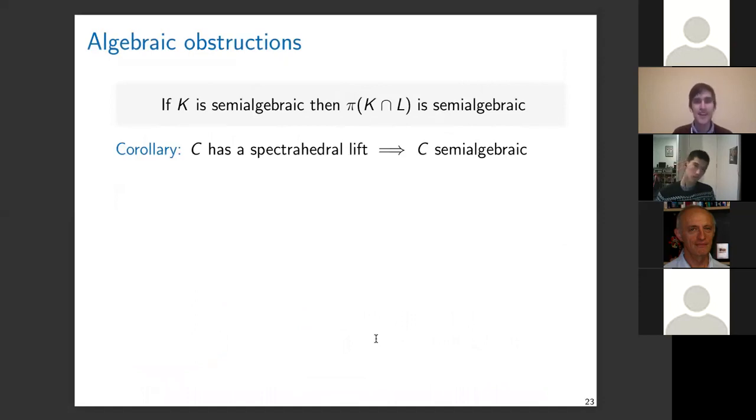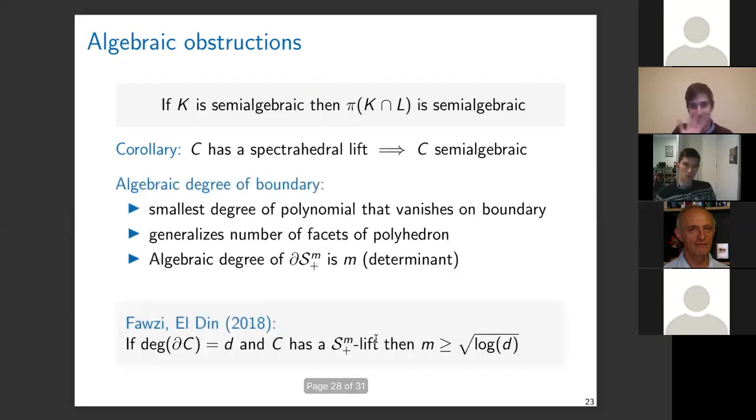I just want to say that looking at the face structure is one thing, but once we start to look at these particular spectrahedral lifts, we can try to look also for more algebraic conditions that should be satisfied if something has a lift. That's really what this slide is about: you can look at some algebraic properties of the convex set downstairs and potentially conclude either lower bounds on the size of spectrahedral lifts, or even conclude that if the set downstairs is not semi-algebraic, you couldn't possibly have had a spectrahedral lift.